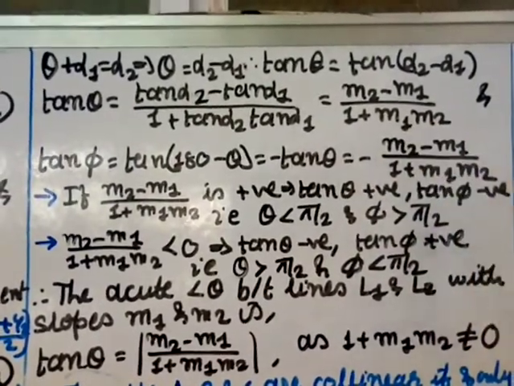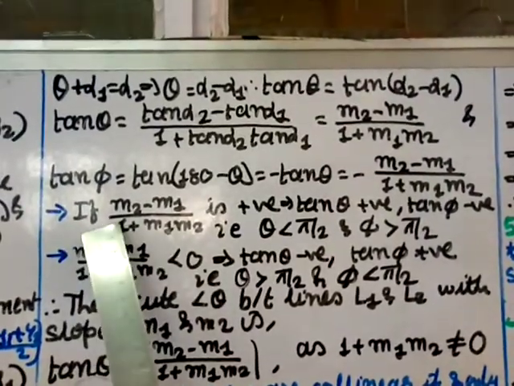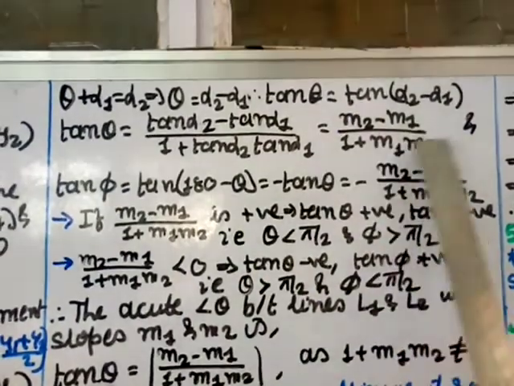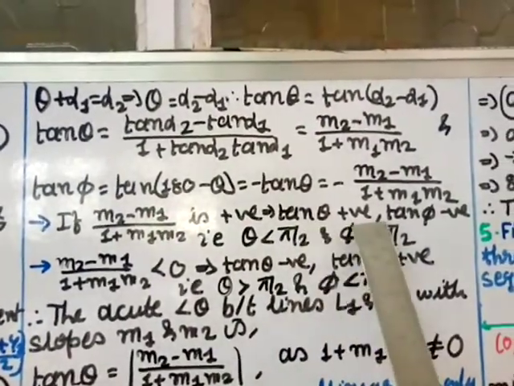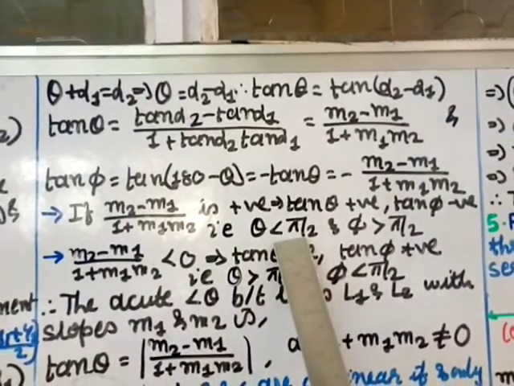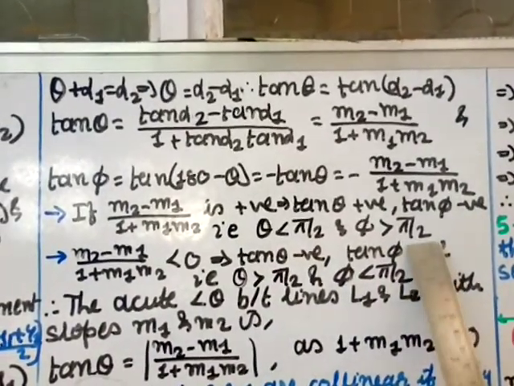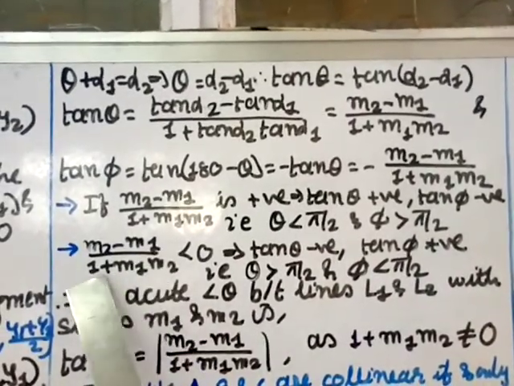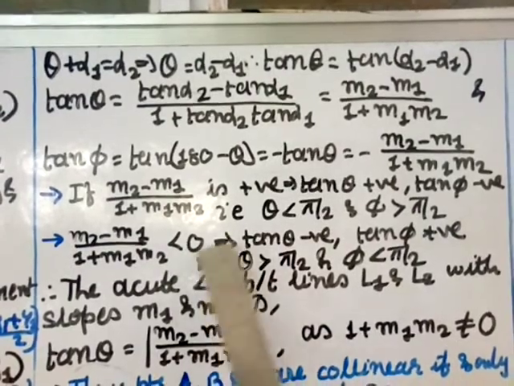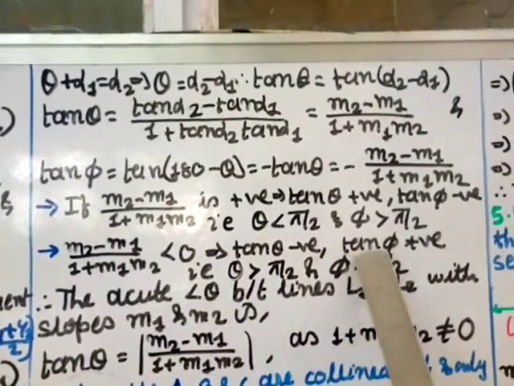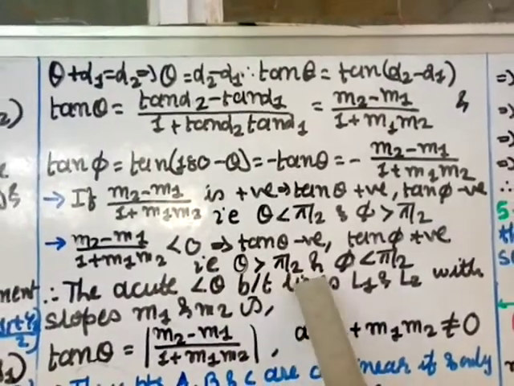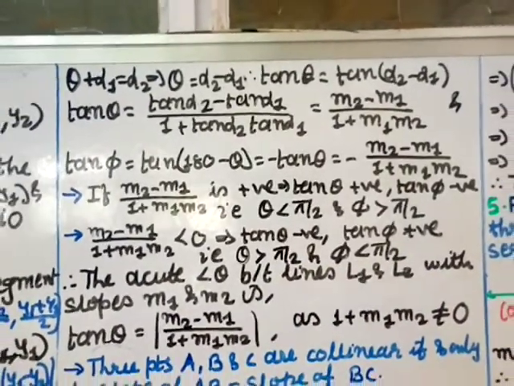This denominator should not be 0. If m2 minus m1 divided by 1 plus m1 m2 is positive, then tan theta is positive and tan phi is negative. That means theta is less than 90 and phi is greater than 90. But suppose m2 minus m1 divided by 1 plus m1 m2 is negative, that is less than 0. This implies tan theta is negative and tan phi is positive. That means theta is greater than pi by 2 and phi is less than pi by 2.